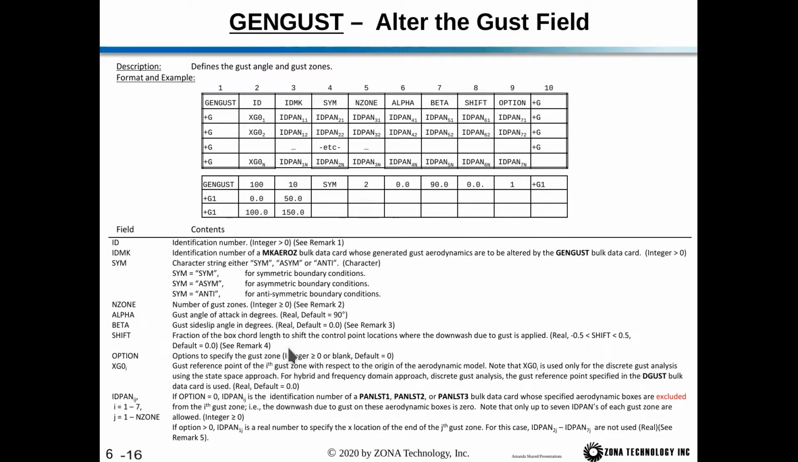So you would set option equal 1, and then if you want to split your model into 3 Gust zones, you just have the X coordinate, which is the boundary between the first and second Gust zone, and you would specify the first X coordinate in ID pan 1, and then for the second Gust zone, you would specify the second X coordinate, and then for the third Gust zone, the last X coordinate.